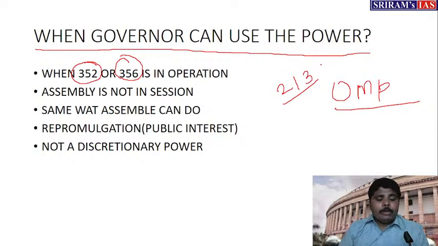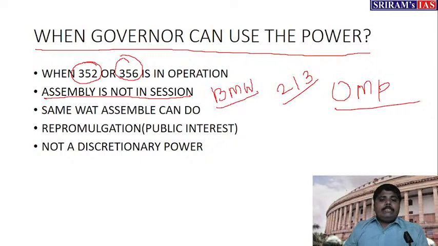Number two, whenever the assembly is not in session. So the assembly is also bound to have sessions. There is a small hint to remember, I'll give it to you in the class itself. So just mark it and keep it. BMW. Just remember: budget session, monsoon session, winter session. Three sessions are there in the right chronology.